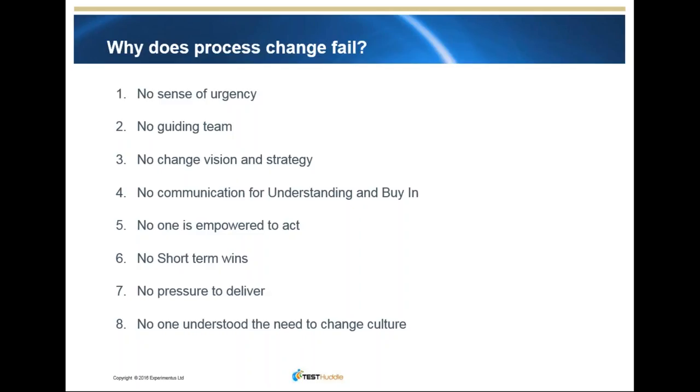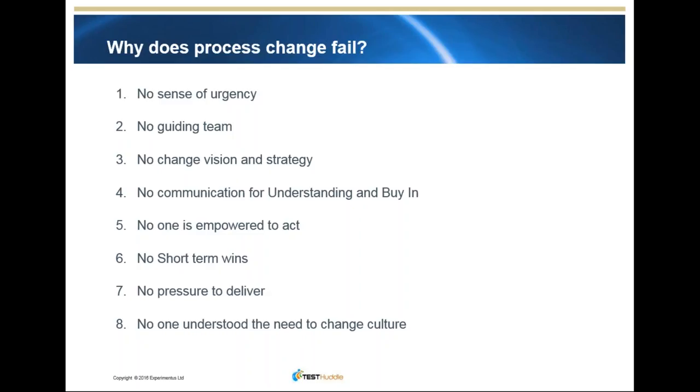And then one of the most important things to remember is that no one understood the need to change the culture. I'll say it here and I'll say it again as I go through. The changing of the process can account for between 10 and 25% of the effort. The biggest effort in any change program is changing the culture, moving the people from one place to another. And we'll talk a bit more about that in a minute.